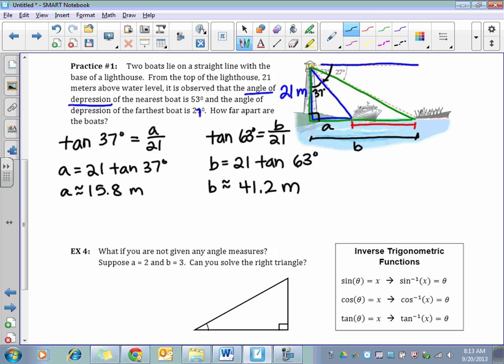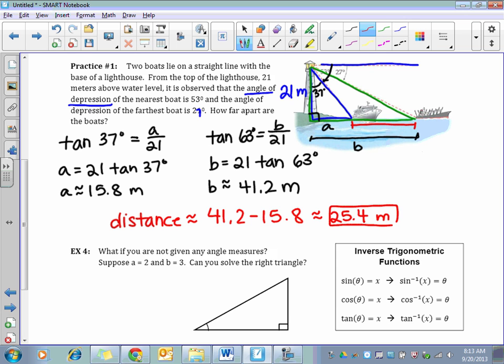I'm going to go back and we're looking again. We wanted the red distance, the difference between these distances from the lighthouse. So if I want that distance, I'm going to subtract 15.8 from 41.2. It's approximately 25.4 meters apart.